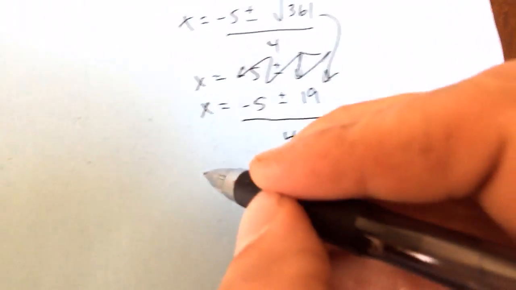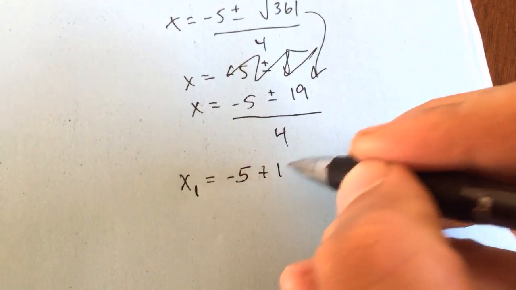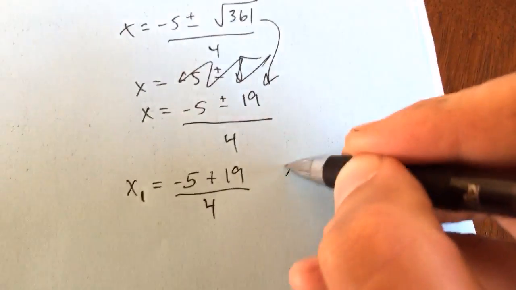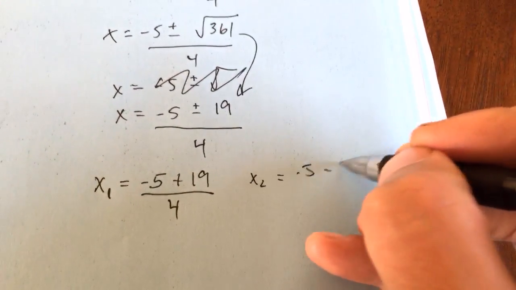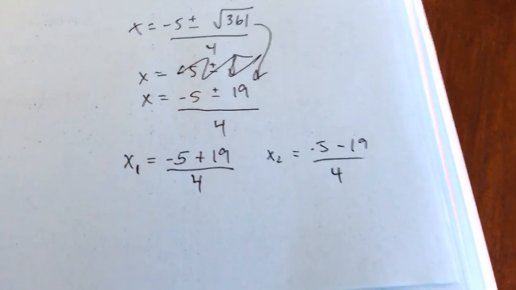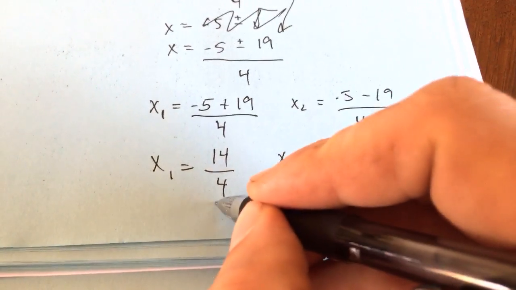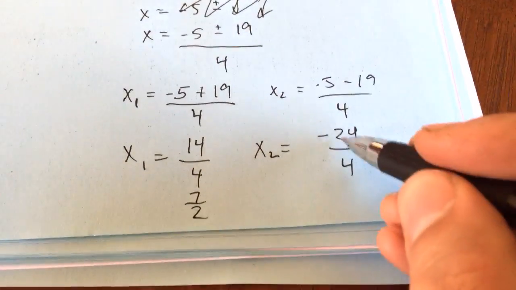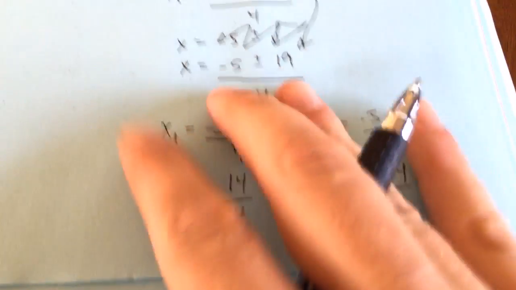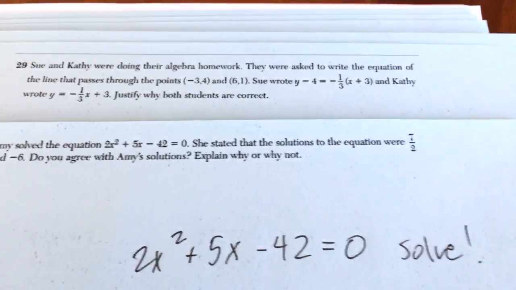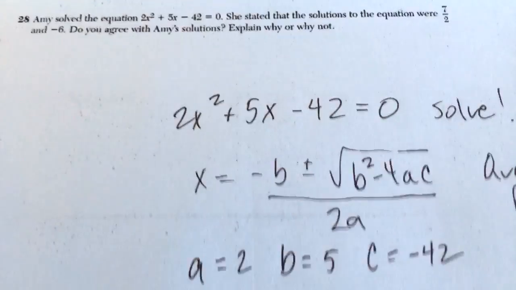Okay, so what this means now is I have two solutions. My first one is negative 5 plus 19 over 4, and my second one is negative 5 minus 19 over 4. So 14 fourths reduces to 7 halves, and negative 24 divided by 4 is negative 6. Going back here, it says that her solutions were 7 halves and negative 6. Do you agree with Amy's solutions?